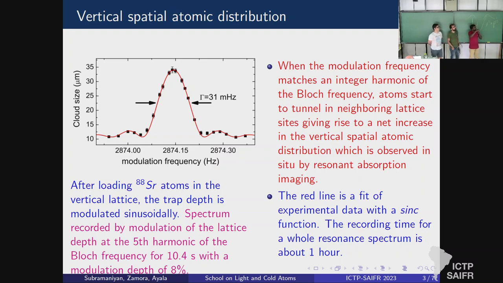In the x-axis is the modulation of the frequency of the optical lattice potential. In the y-axis is the cloud size. When changing the frequency of the optical lattice, how the size varies inside the vertical gravity. So when the modulation frequency matches the Bloch oscillation, the atoms start to tunnel from one lattice site to another. In this way, they allow the atoms to expand. So from the vertical and horizontal distribution, they calculate the gravity, the force due to gravity on the atoms.